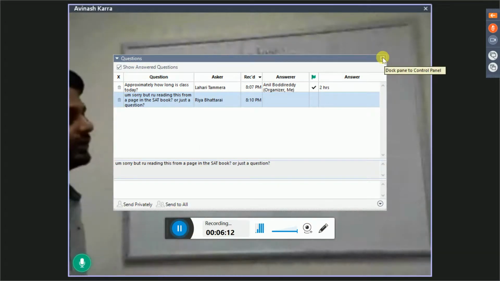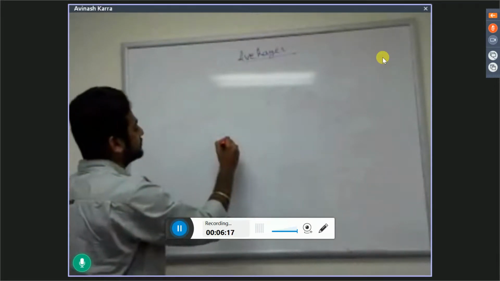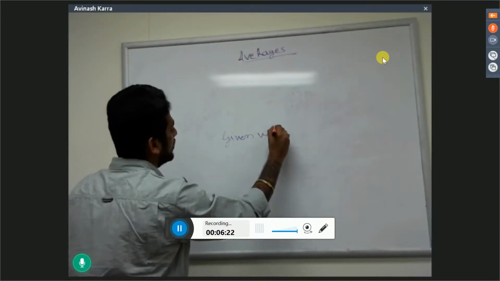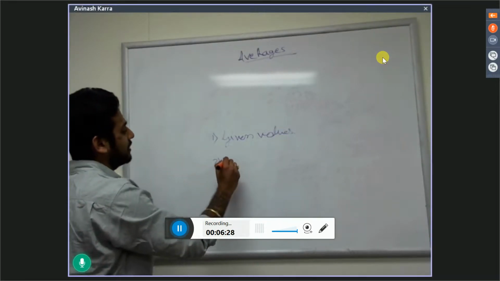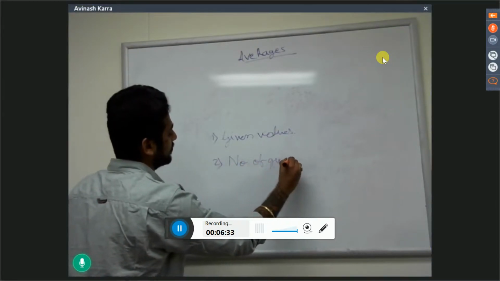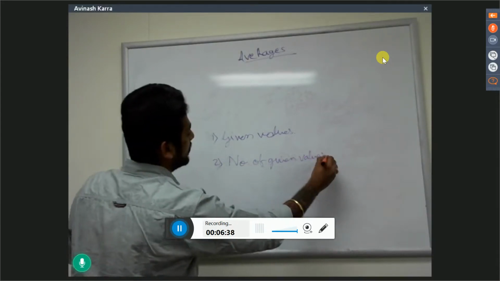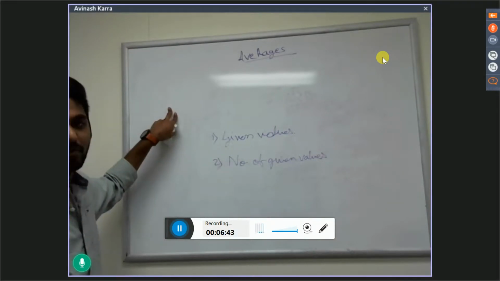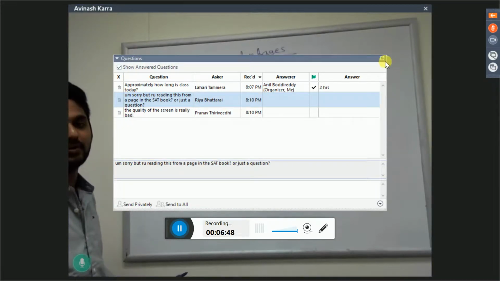So in average, you need to remember two things. One is the given values, and the second one is the number of given values. These are the two things you need to remember while you are performing average. Okay?